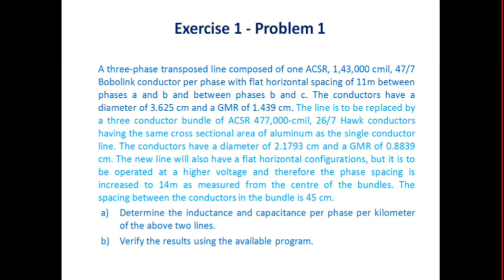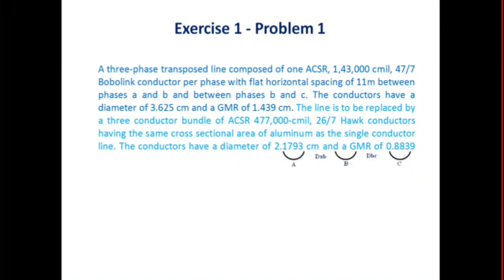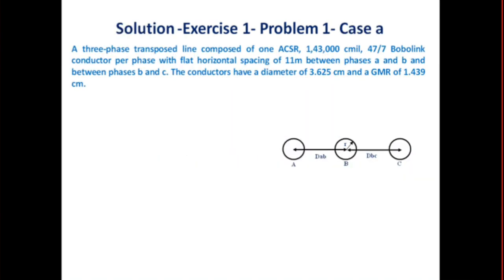Right. Now first let us discuss case A of the problem. Case A is a three-phase transposed line composed of one ACSR 1,43,000 circular mils, 47/7 Bobolink conductor per phase, with flat horizontal spacing of 11 meters between phases A and B, and between phases B and C. The conductor has a diameter of 3.625 centimeters and a GMR of 1.439 centimeters. Here we have to calculate the inductance and capacitance for this particular arrangement.